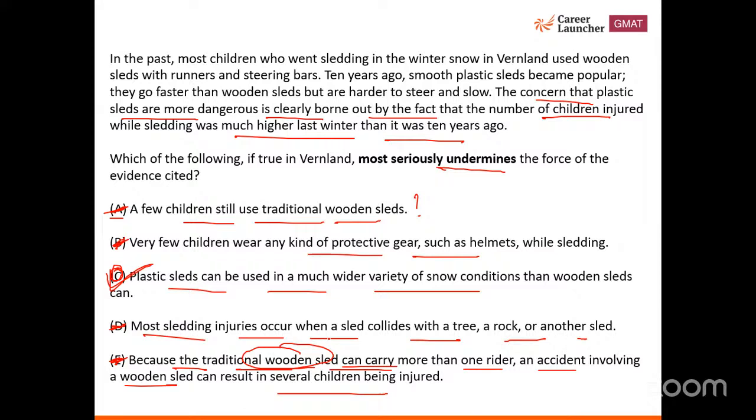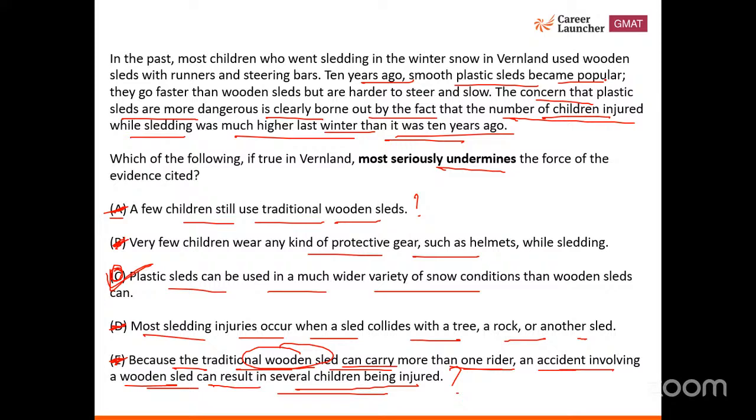And if you look at it here, wooden sleds can carry more than one rider, and an accident involving a wooden sled can result in several children being injured. Fine. So what? As a matter of fact, the number of children injured while sledding last year was higher than 10 years ago. And the argument has clearly established that 10 years ago, plastic sleds became popular. So it's clearly showing that since the advent of plastic sleds, the injuries have gone up.